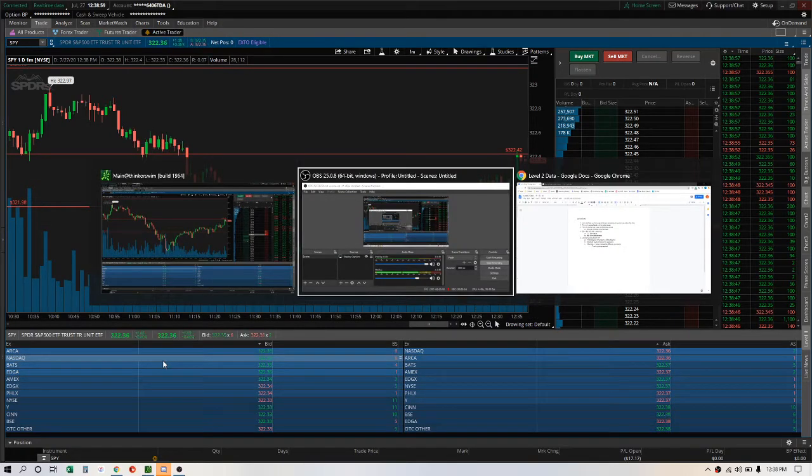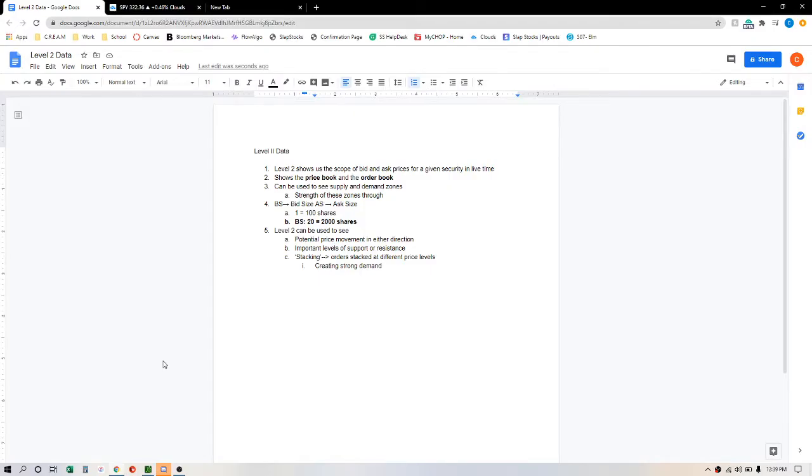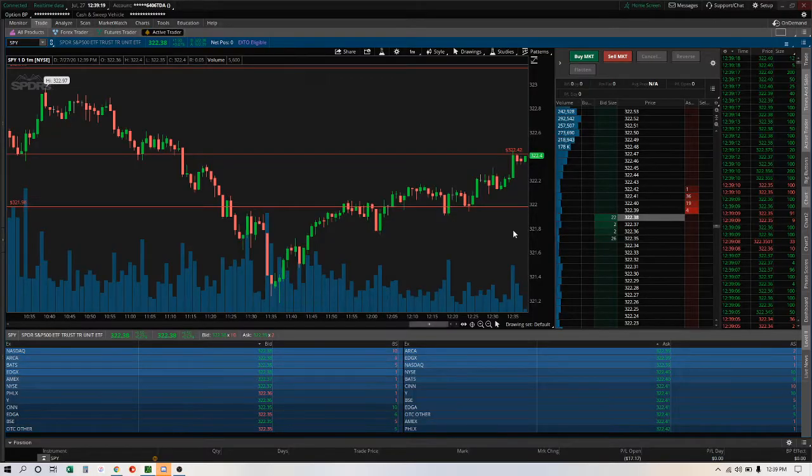Today what we're going to be looking at is level 2 data. We'll talk a little bit about time and sales, and we're going to be going through this on the Thinkorswim platform, talking about exactly how to set it up and how to see it, and what it can tell you in terms of price movement and what's going on with the stock.